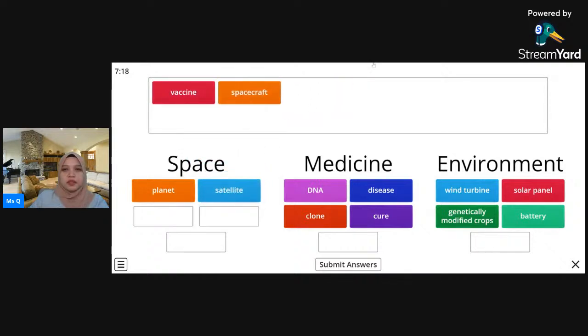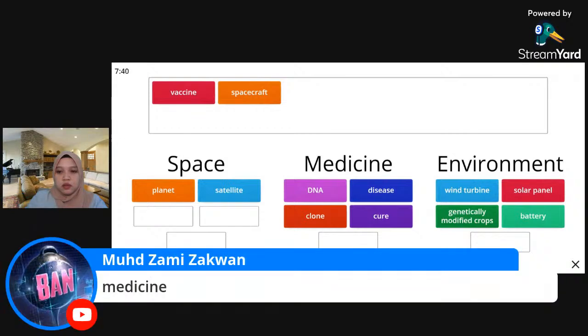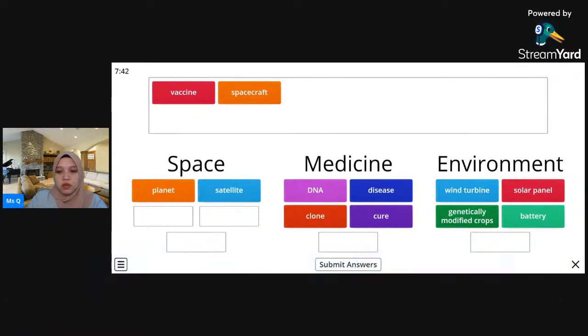All right, next one, vaccine. I think you know what this means already because we have been talking about this due to COVID-19. Okay, so what do you think vaccine should be? Where do you think vaccine should belong to? Is it space, medicine, or environment? Okay, let's put vaccine in medicine.